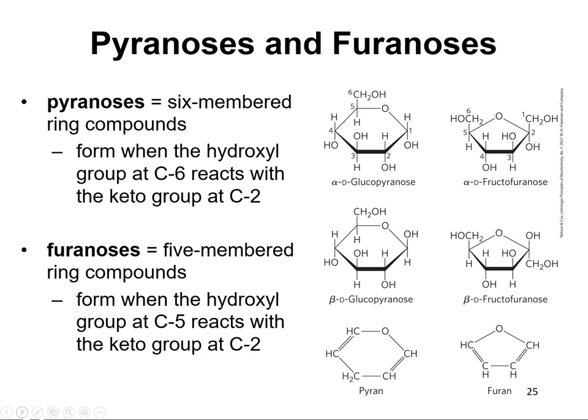We've got pyranoses and furanoses. We're talking about more terminology for the ring compounds this time. So pyranose is a 6-membered ring. So glucopyranose, that is glucose in its ring form. Furanoses have 5 carbons in their ring. Pyranoses have 6.